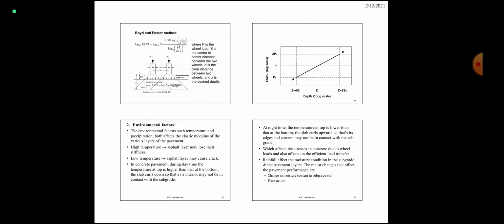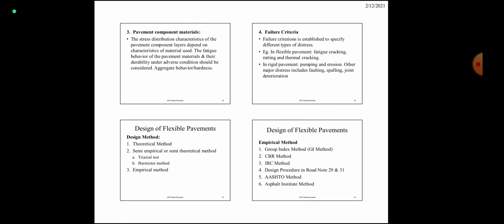Rainfall affects the moisture condition in the subgrade and the pavement layers. The major changes that affect the pavement performance are change in moisture content in subgrade soil and frost action.